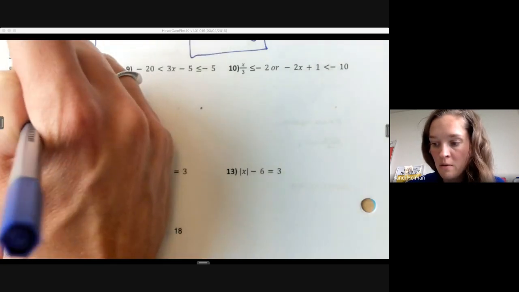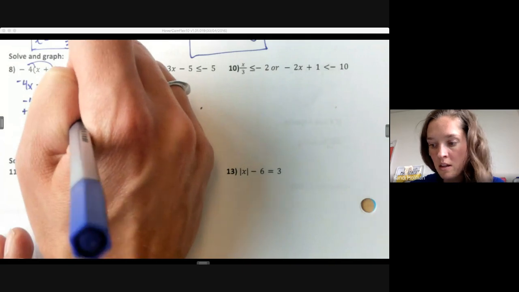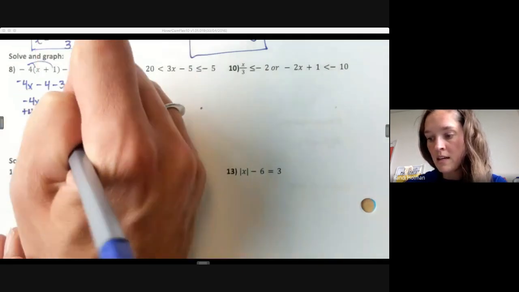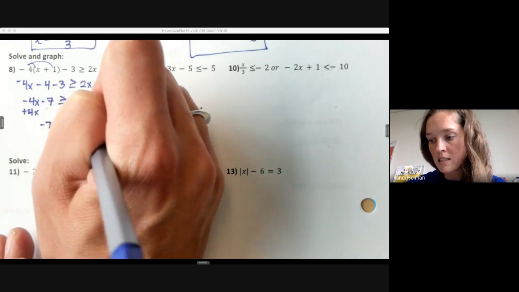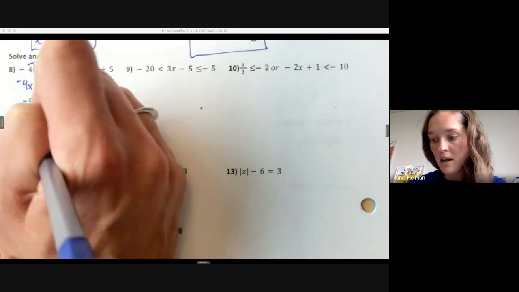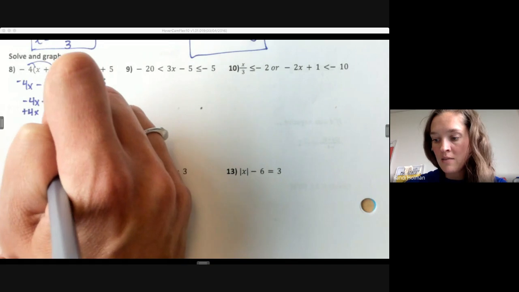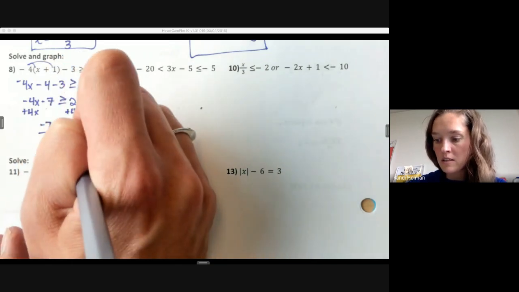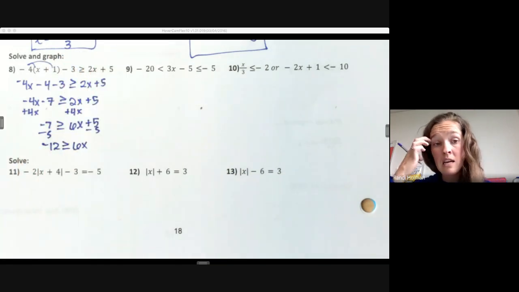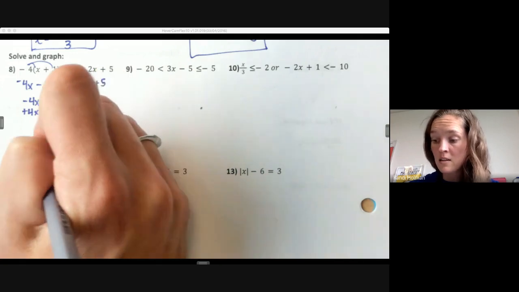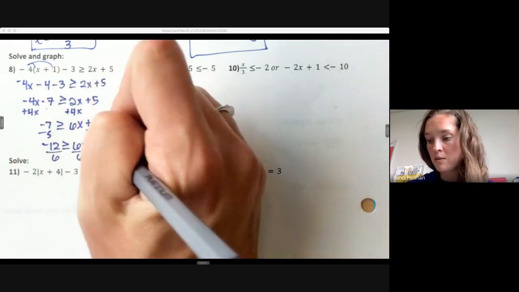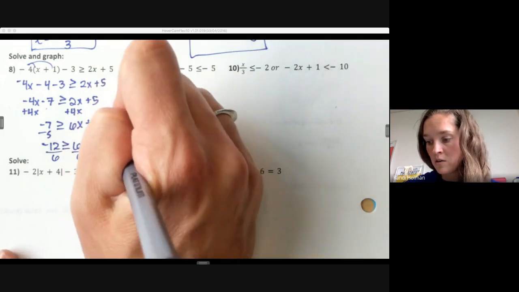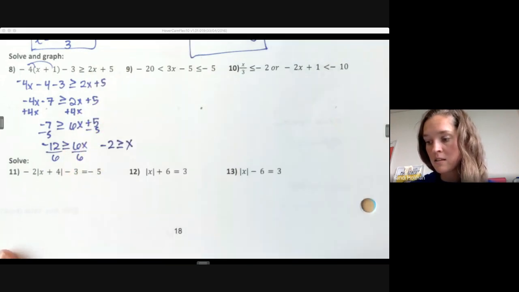Okay, add 4x to both sides. You could go the other way too. That's totally fine. Negative 7 is greater than or equal to 6x plus 5. Subtract 5. Negative 12 is greater than or equal to 6x. Okay, and then divide by 6. What we're dividing by is a positive, so I don't have to do anything with my sign. I get negative 2 is greater than or equal to x.